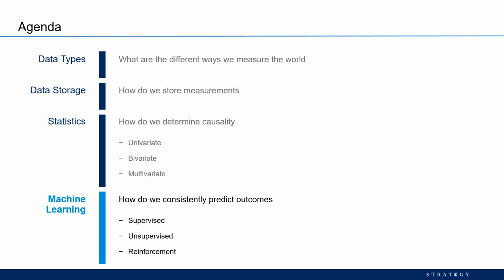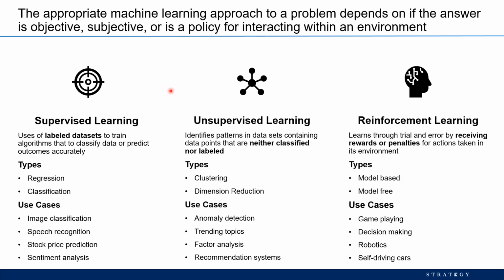And now for this last section, we'll be talking about machine learning. Just like statistics was focused on determining causality, now we'll talk about the different methods that can be used to consistently predict outcomes. There are three basic types of machine learning algorithms: supervised learning, unsupervised learning, and reinforcement learning.